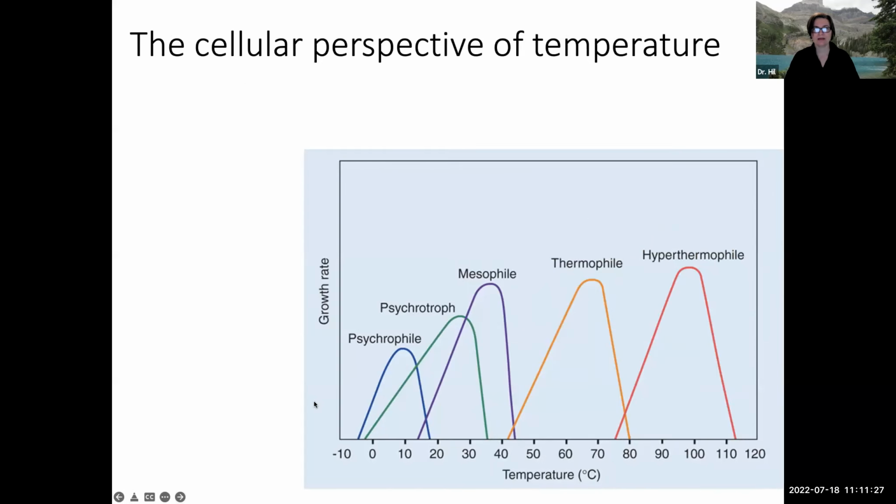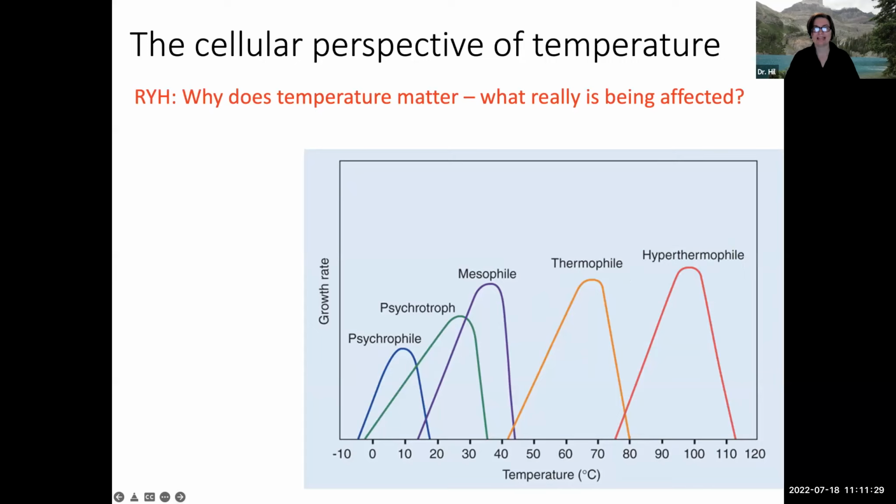Let's talk a bit about what's actually happening at the cellular and molecular level when an organism is affected by or responding to temperature. Why does temperature matter? What in the cell is actually affected by temperature? As temperatures get really hot, what happens? As temperatures cool down, what happens? What in the cell is being affected by temperature?